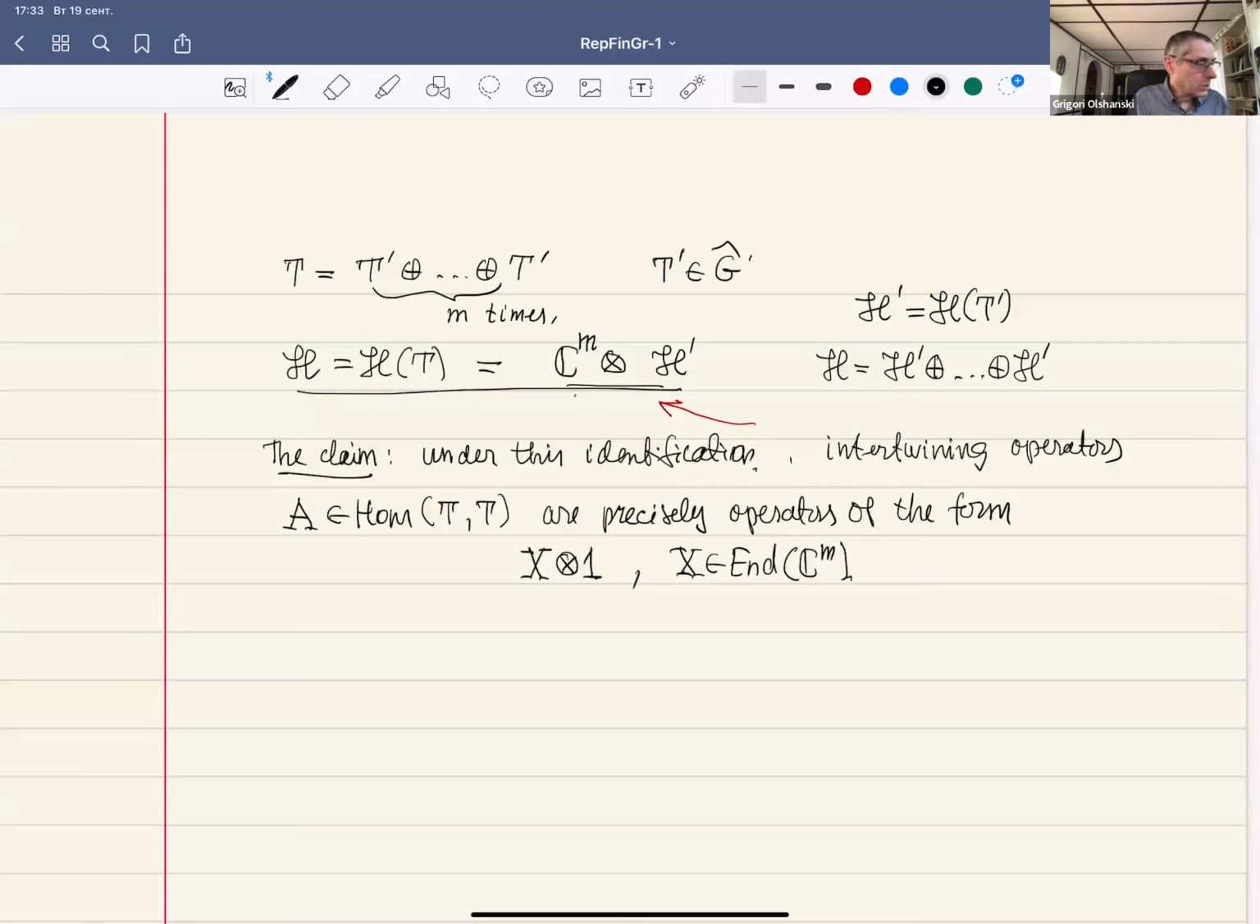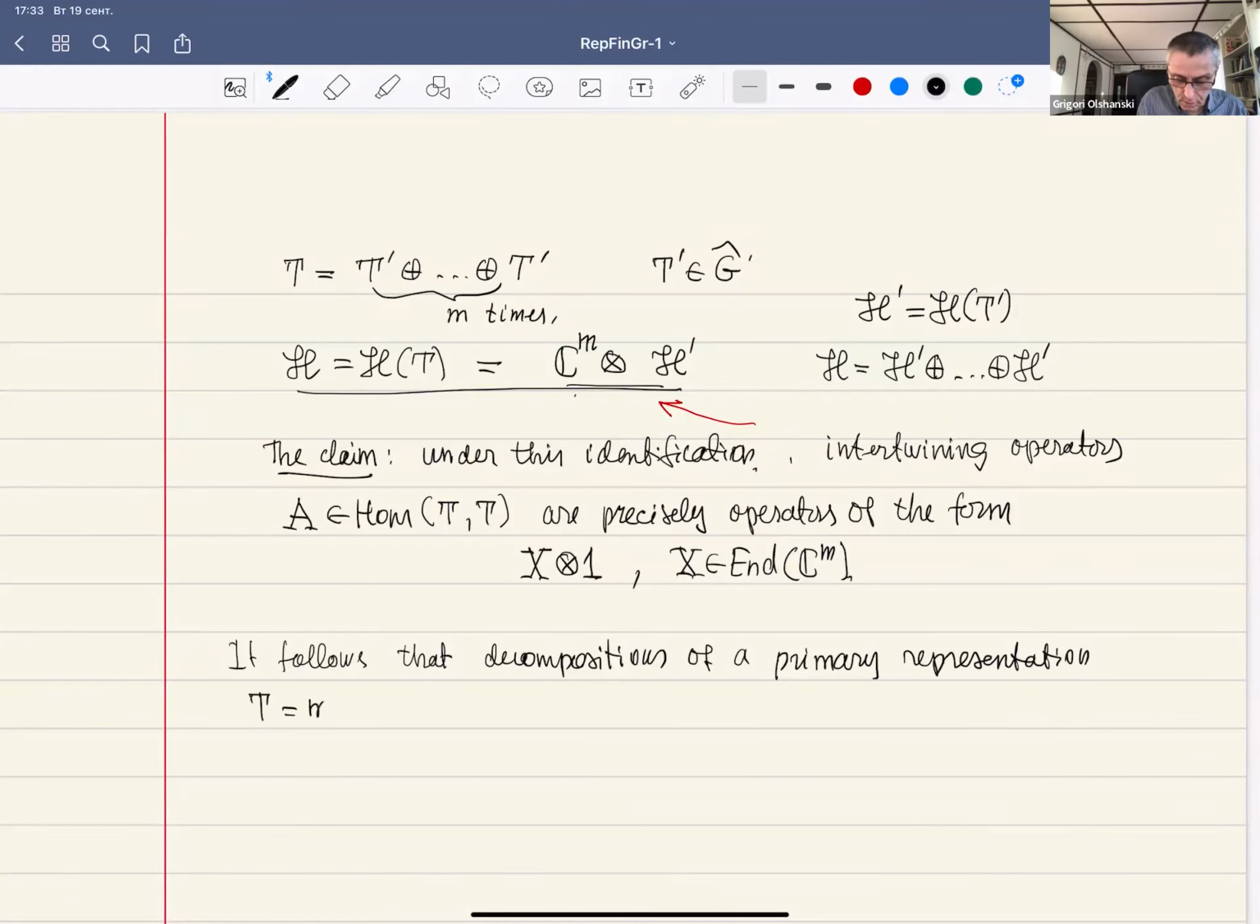And now one can see that it follows that decompositions for a primary representation E with T prime irreducible are, in a sense, governed by the group of invertible operators on this space.